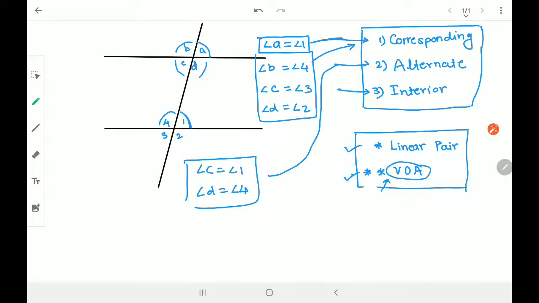These are called alternate angles. Alternate angles C and D lie on either side of the transversal, the intersecting line. That's why we call them alternate angles. That's it. Last one is interior angles.